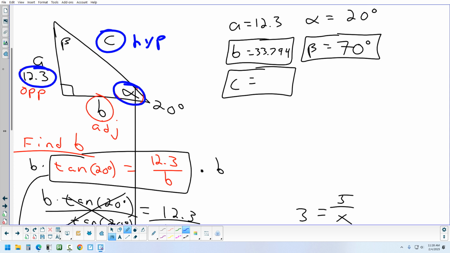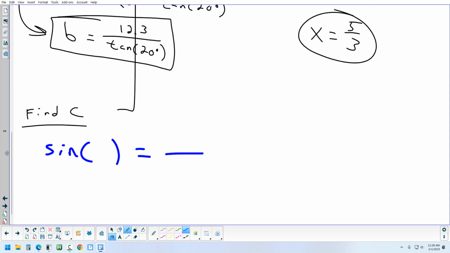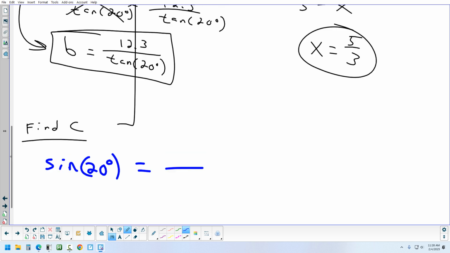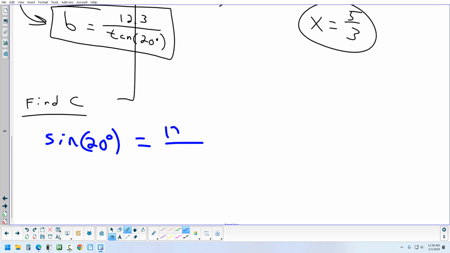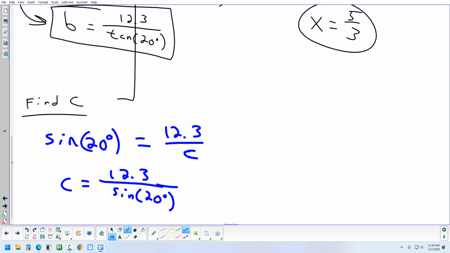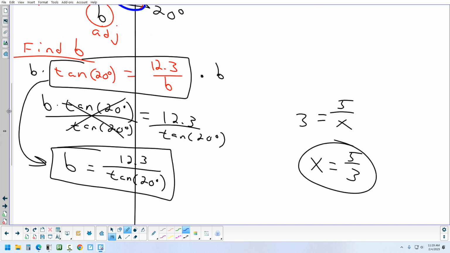What's your angle you're going to fill in? 20 degrees. We call that our reference angle. That's like our perspective. And then opposite over hypotenuse, 12.3 over C. Same thing happens in this problem that just happened in the one above. How do we get C by itself without going through all the steps? Just swap C and sine 20. If you don't want to do that or you don't remember that, you can go through it like I showed every time. But that's the result that's always going to happen.